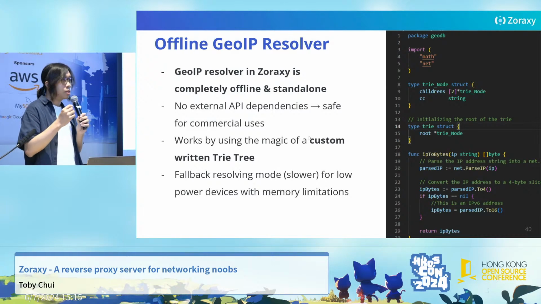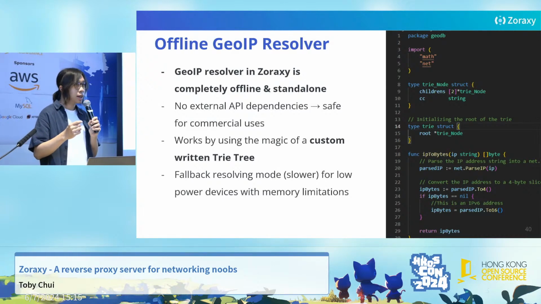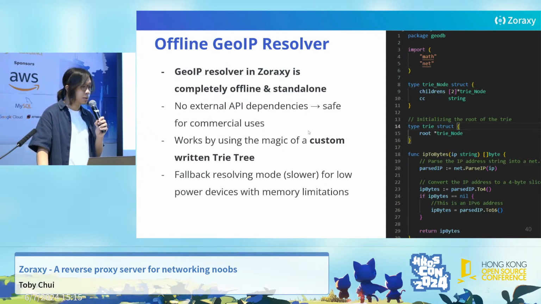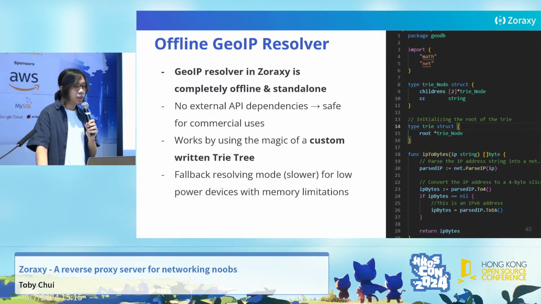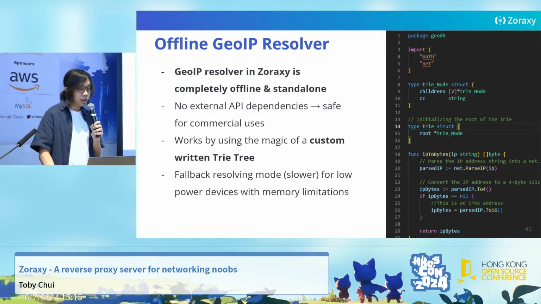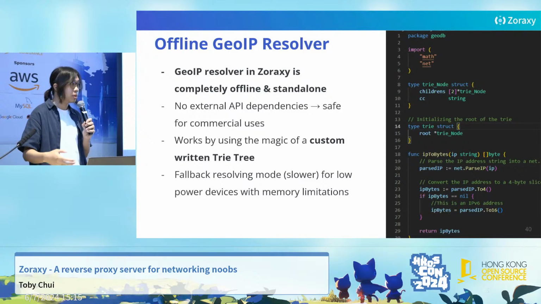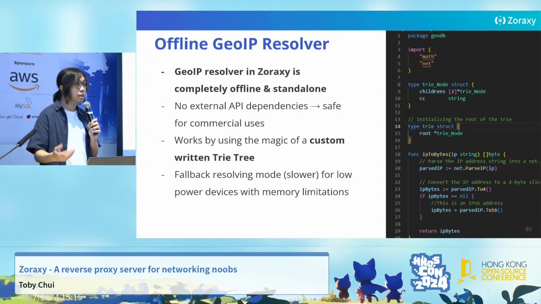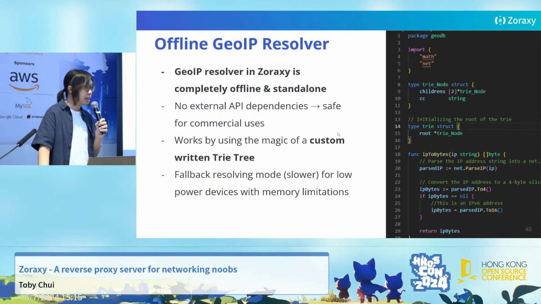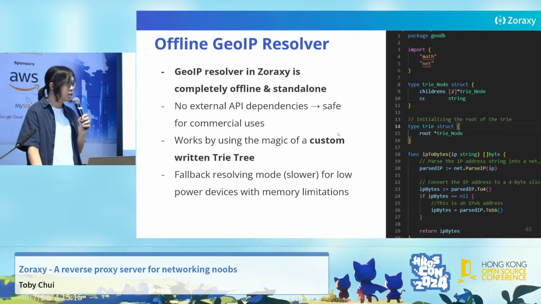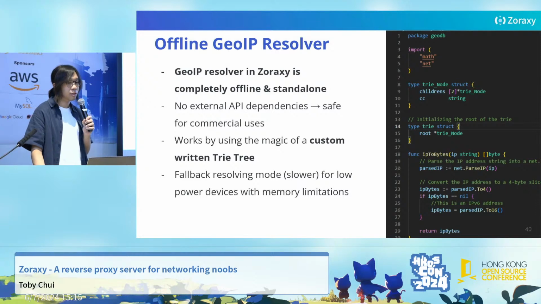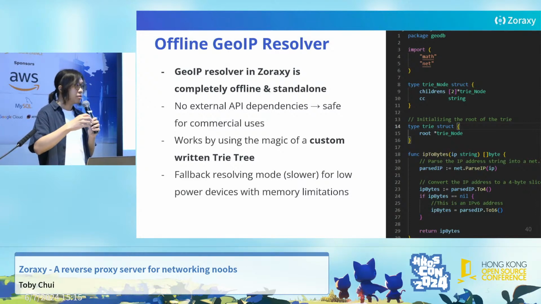Talking about where they're from, usually if you think about geo IP resolving, you will call some kind of AWS API or something like that. But the geo IP resolver in Zoraxy is completely offline and standalone, which means we don't use any kind of API dependencies. So it's perfectly safe for commercial use or offline off-grid scenarios. It works by the magic of a custom-written trie tree, so it has like 800 to 900 megabytes of trie tree within the program itself. So it can resolve the IP address into the country code with near O(1) time complexity.